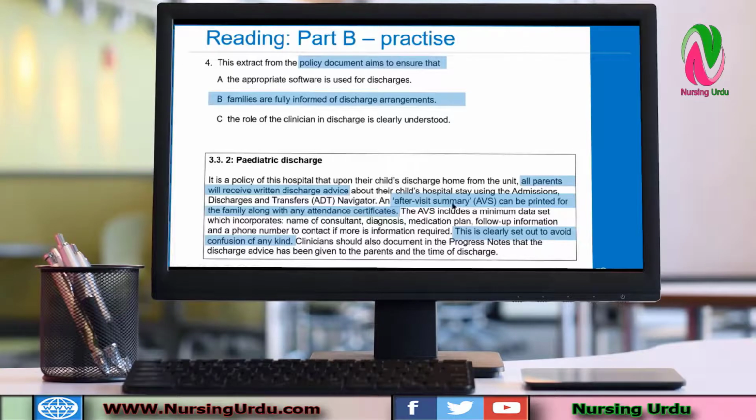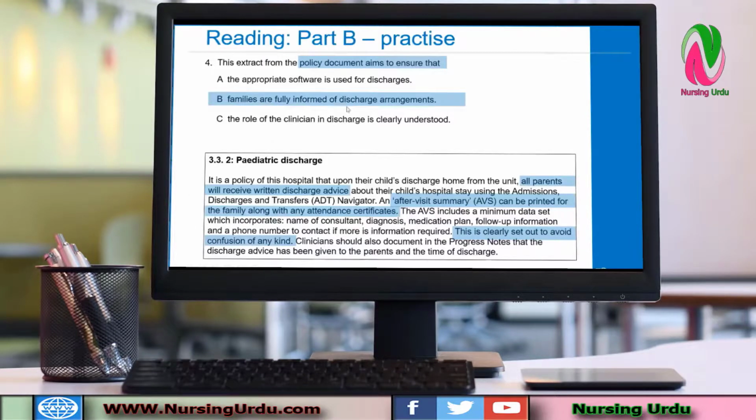And an after visit summary can be printed for the family along with any attendance certificates. And then highlighted at the bottom in blue, this is clearly set out. That refers back to the name of the consultant, diagnosis, medication plan, etc., which comes under the minimum data set. So it's clearly set out to avoid confusion of any kind. So that's where the aim is. It's giving the reason why this is done.